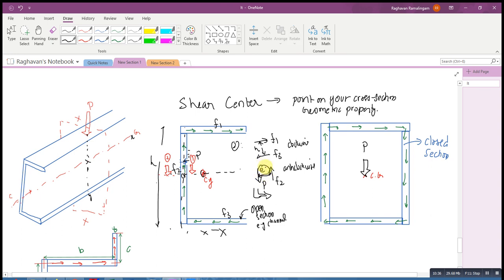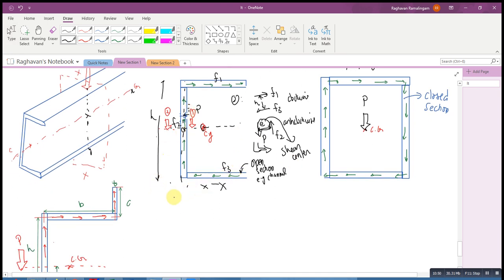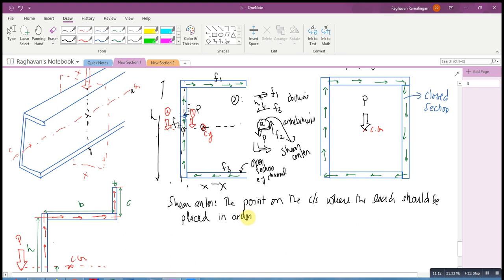And the location where your P should be placed is known as the shear center, so that it avoids twisting. So the shear center is the point on the cross section where the load should be placed in order to prevent twisting. That shear center is usually measured by a distance c. This can be measured in two ways, either from the CG or from the web center, depending on your application. In different places they use different locations to measure the shear center.